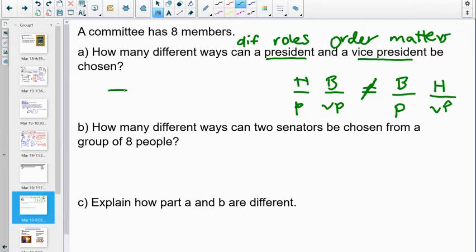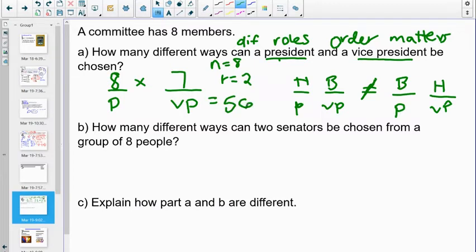But so now we can do our little slots here. So president, VP, we have 8 people total. We know n equals 8, and r is 2 because that's how many slots we're picking. We're picking the president and the vice president. We have 8 times 7, because if we already assigned a president, there's one less person for the vice president, and that equals 56. And you could also just type in, since it's a permutation, 8P2, and that would still get you 56 on a calculator.